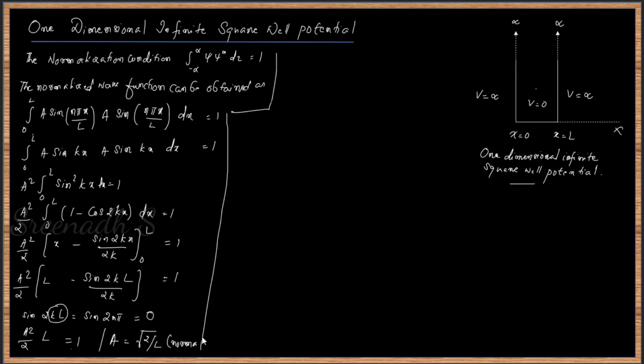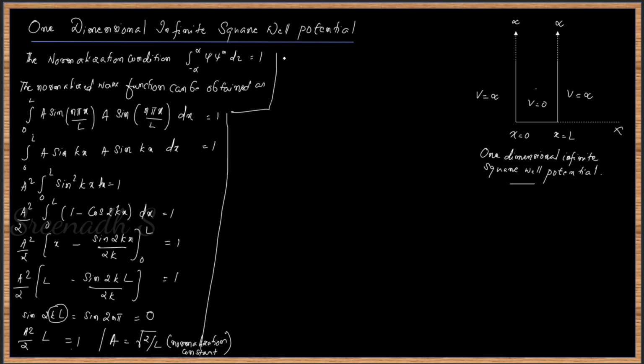Normalization constant. Now, what is the meaning? If we substitute the value for a in the equation a sin kx, that is square root of 2 by L, then we integrate that equation between 0 to L. What will we get? Yes, we get 1. So that is why it is called a normalization constant. That is the meaning. So we have normalized the wave function.